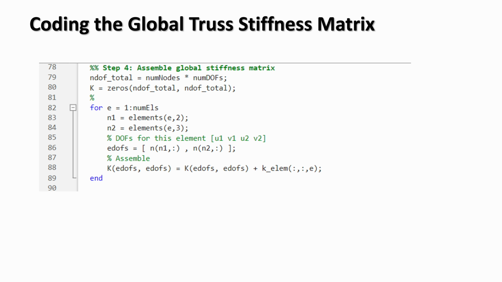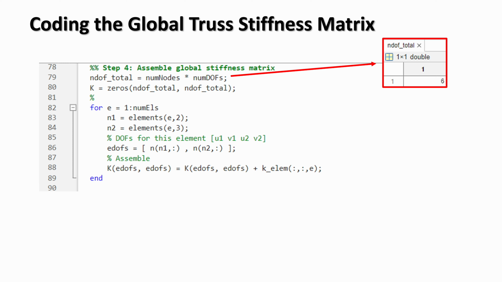Now we calculate the total number of degrees of freedom for the structure. This is simply the number of nodes multiplied by the number of degrees of freedom per node. In our 3-node example, each node has 2 degrees of freedom, so the total is 6. We then create the global stiffness matrix K as a square matrix of this size, initially filled with zeros.